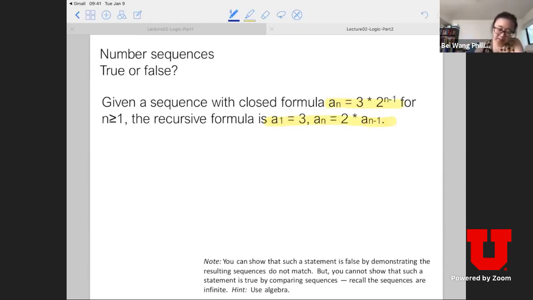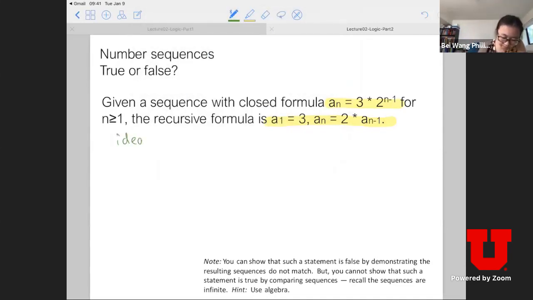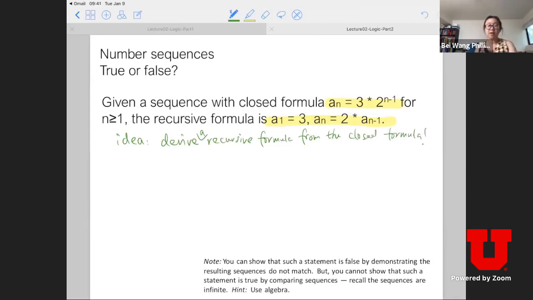The main idea of this problem is to try to derive the recursive formula from the closed formula. Okay, so that is the main idea.